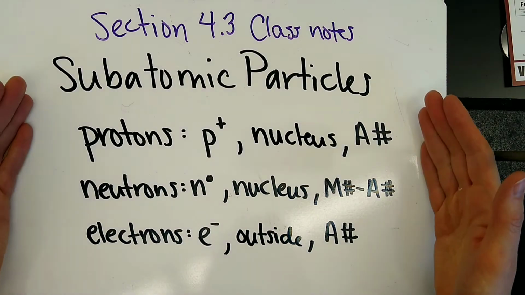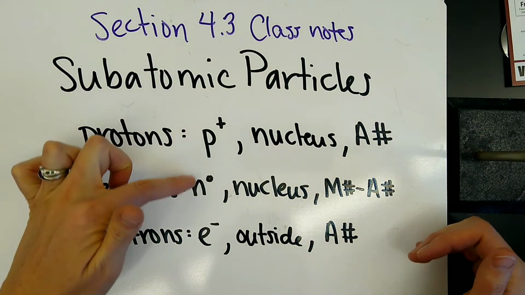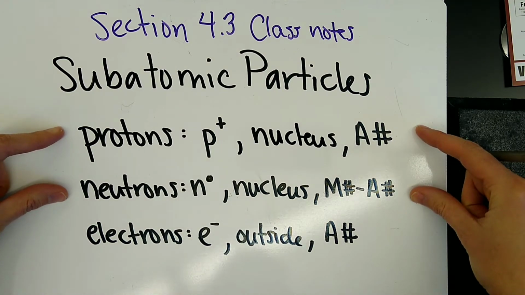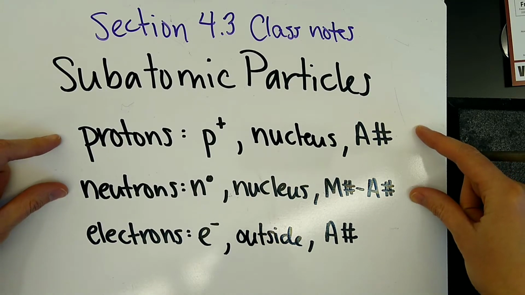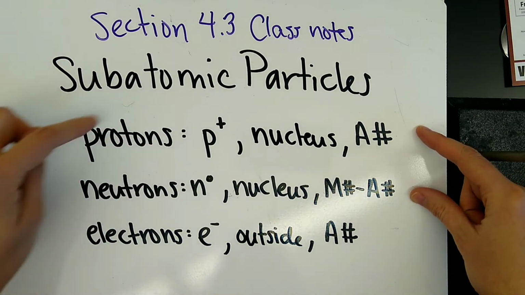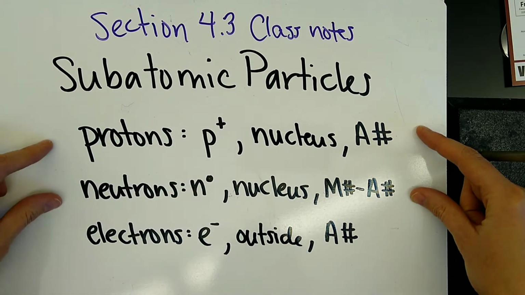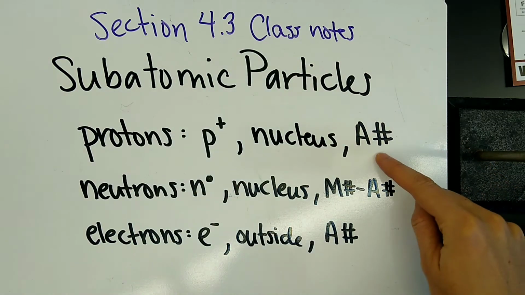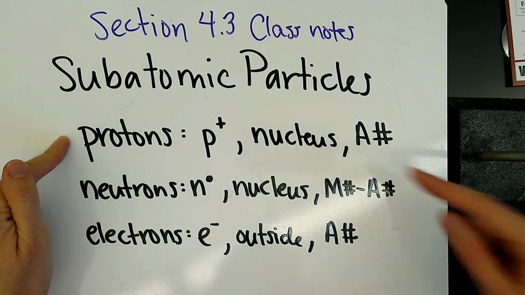So when we're looking at subatomic particles, we have the three types: protons, neutrons, electrons. Protons and neutrons are in the nucleus. These are the only two that have significant mass. Both of these weigh approximately 1 AMU. And so the mass of an atom is made up of just these two pieces. They are all in the nucleus, and atomic number is used to determine the number of protons.